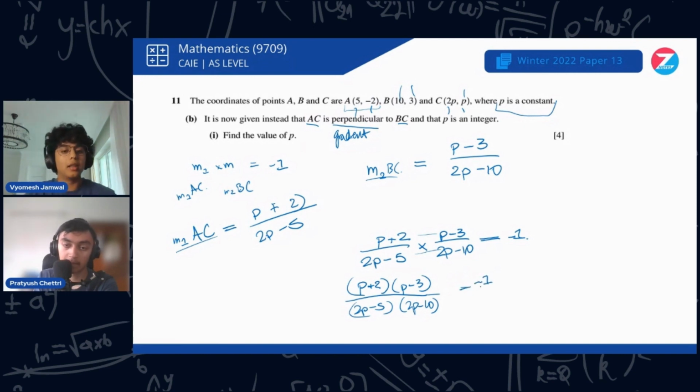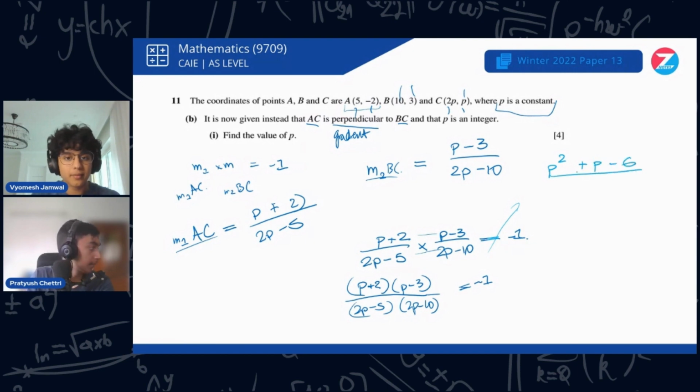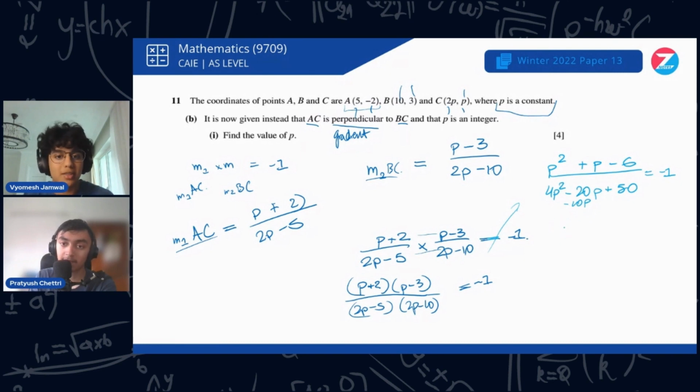It's now one fraction that later on when we simplify, we could take the denominator to the other side and then solve like that. So it's just going to be equal to p squared plus p minus 6, divided by 4p squared minus 20p, minus 10p, and then plus 50. There's also a minus 10p there. Yeah. Okay. And then that would be equal to -1. And the denominator would actually turn into 4p squared minus 30p plus 50.